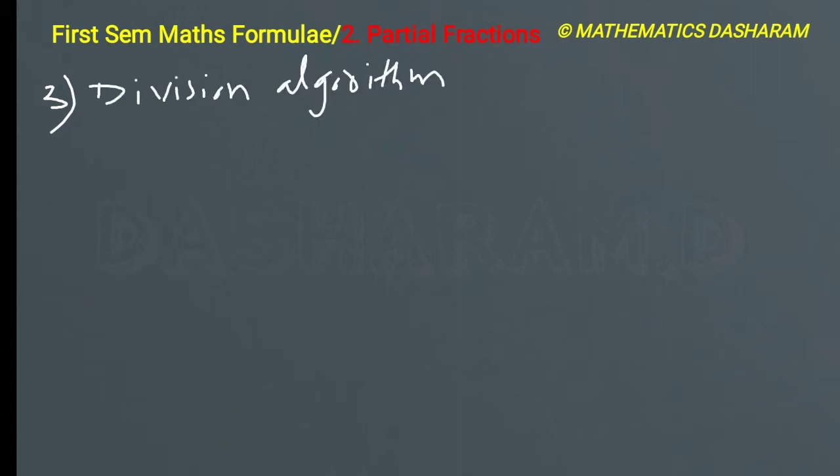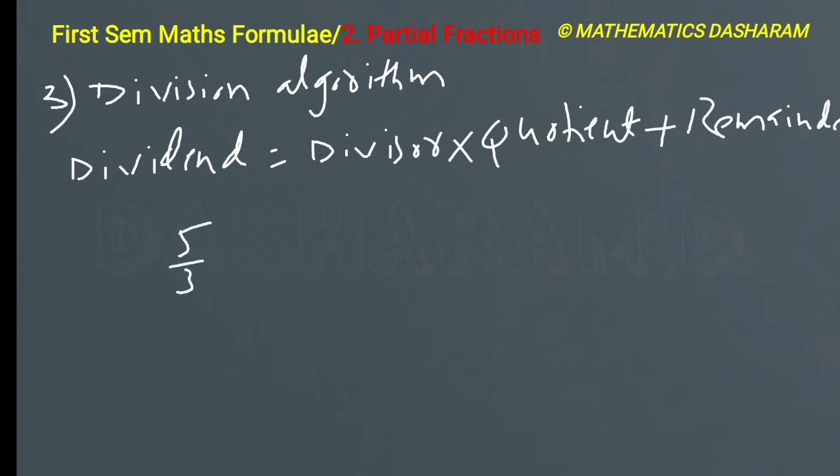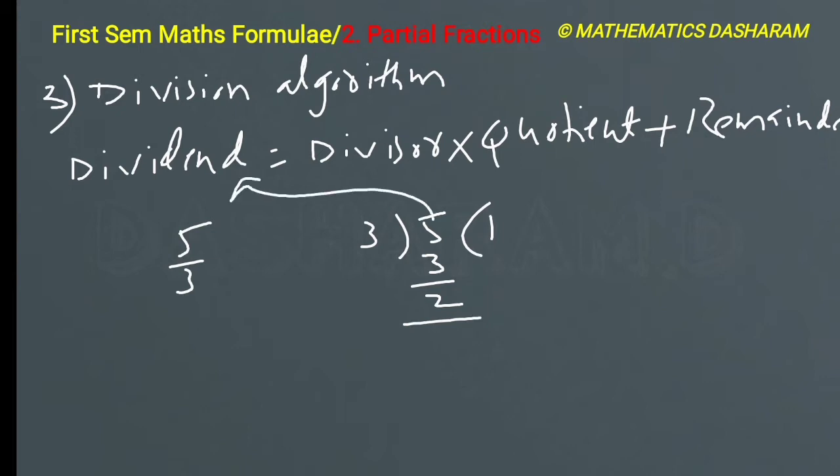Next, the third one is the division formula, called the division algorithm. Division algorithm means dividend equals divisor into quotient plus remainder. For example, 5 by 3 is one fraction. So here 5 and here 3. 3 ones are 3, remainder 2. So 5 is called the dividend, 3 is called the divisor, 1 is called the quotient, 2 is called the remainder.